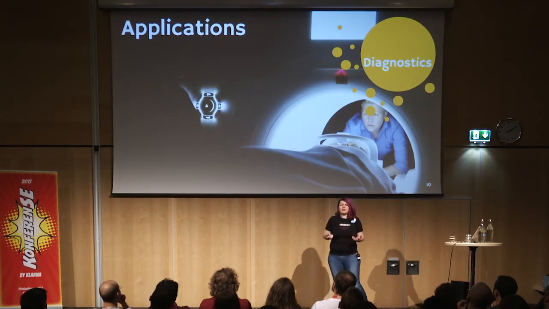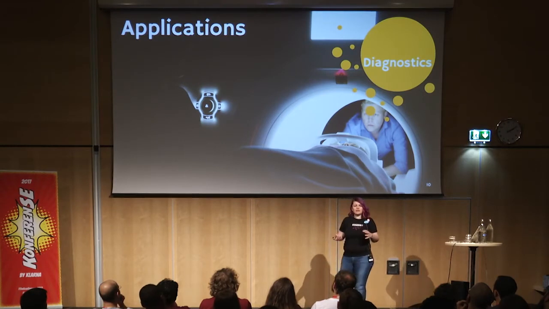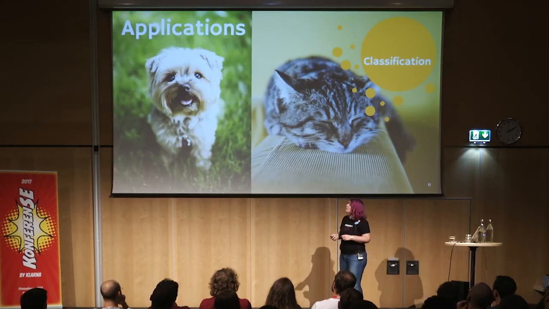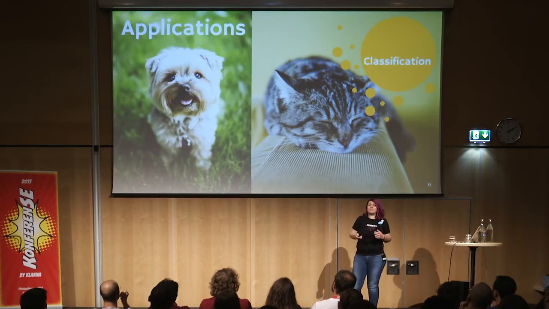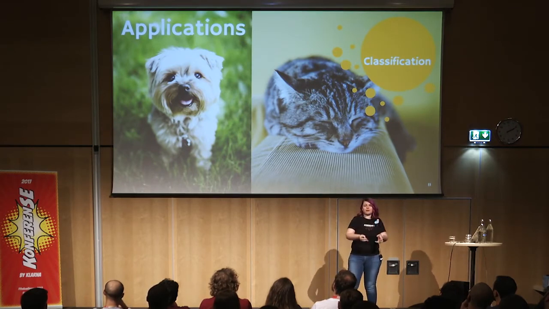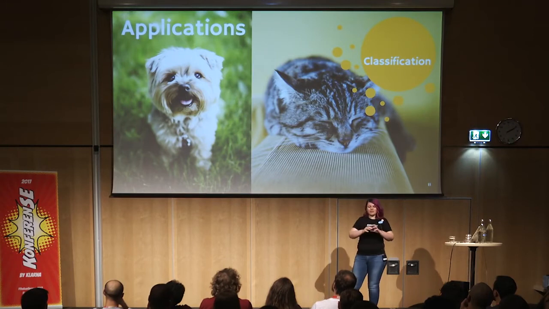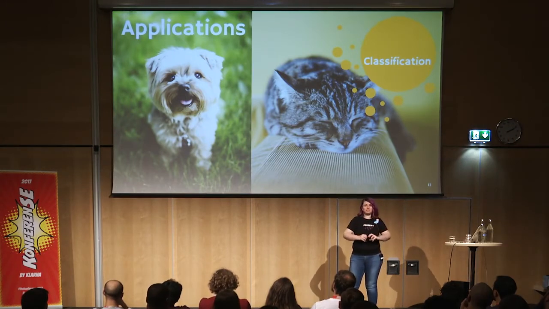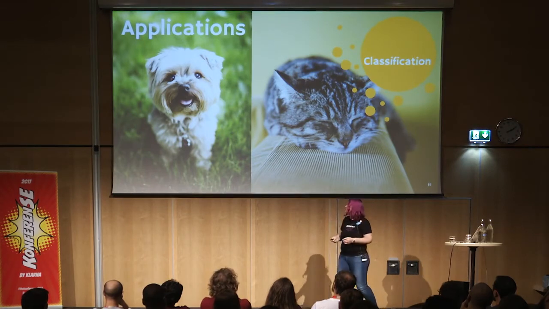Diagnosis. In medicine, you can take a bunch of data about cells. For example, for cancer, you can check if they're cancer cells or not. Image recognition. Is this a cat in my image? Is this a dog? This is categorizing. You put things in buckets and say, OK, all these images belong into the cat bucket, and all these other images belong into the dog bucket.